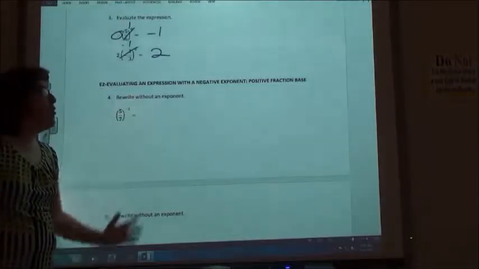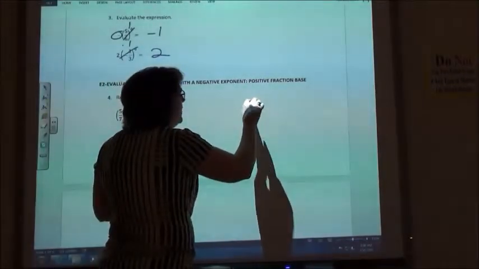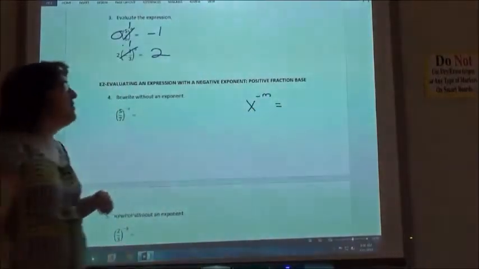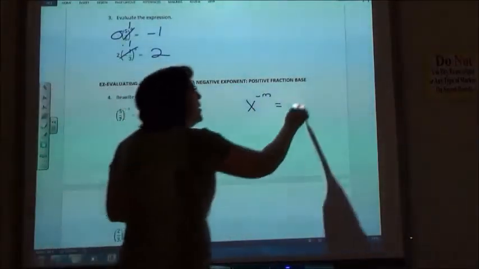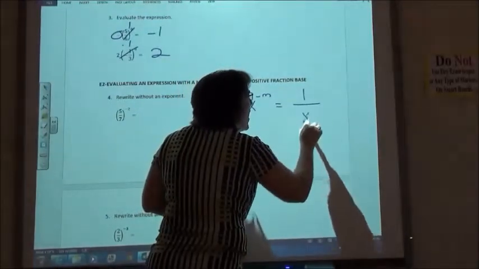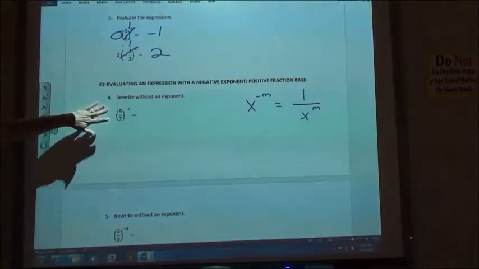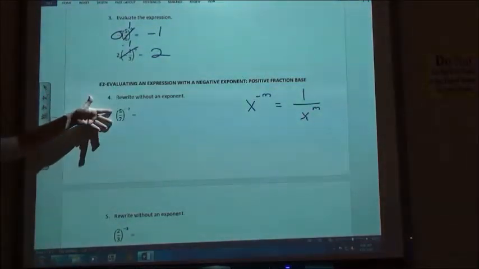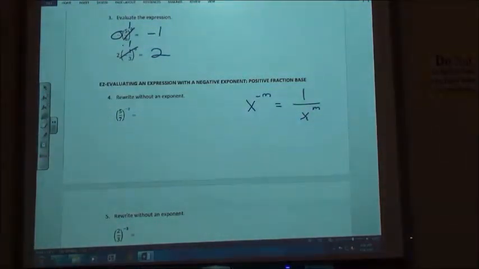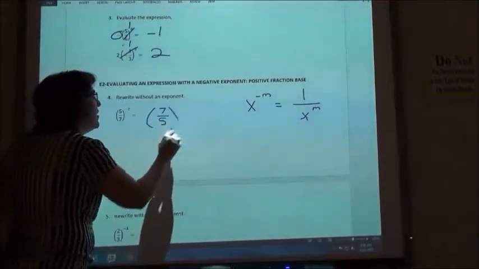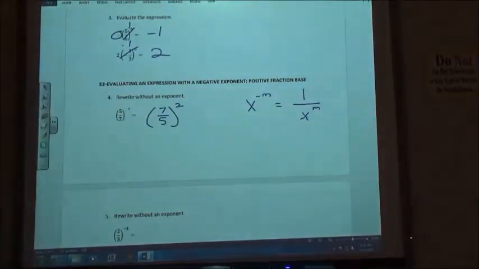4, 5, and 6, and a whole bunch of the rest of this has to do with when you have a negative exponent. If you have the negative exponent, they'll say something like x to the negative m. To get rid of the negative exponent and make it positive, you do the reciprocal, 1 over x to the positive m. So if I have a fraction, the reciprocal of my fraction, 5/7, would be 7/5. So this could be written as 7/5 to the positive 2 exponent.